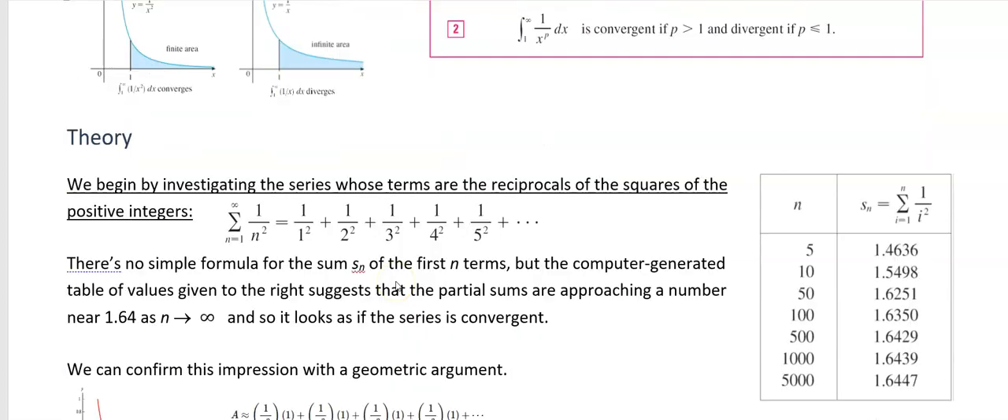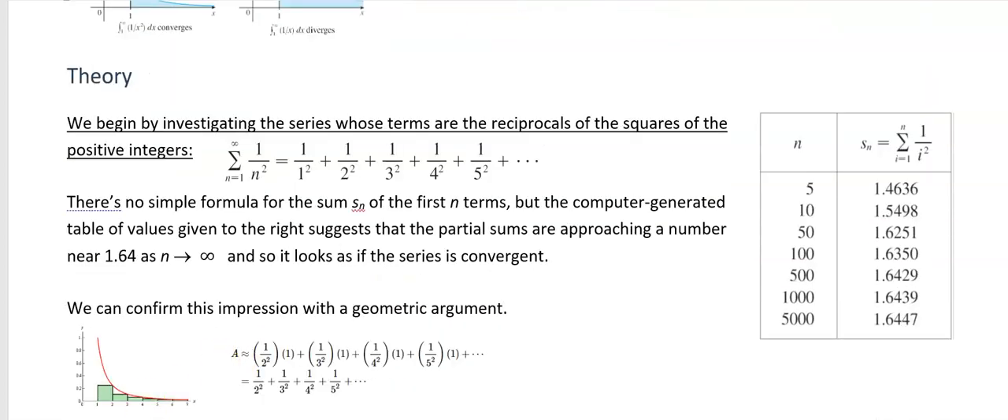So we're going to use this idea to help us with series. We begin by investigating the series whose terms are the reciprocals of the squares of positive integers. For example, 1 over n squared. You can see that this is the reciprocal of the square of our positive integers, 1, 2, 3, 4, and so forth. And each of those is being squared in the denominator.